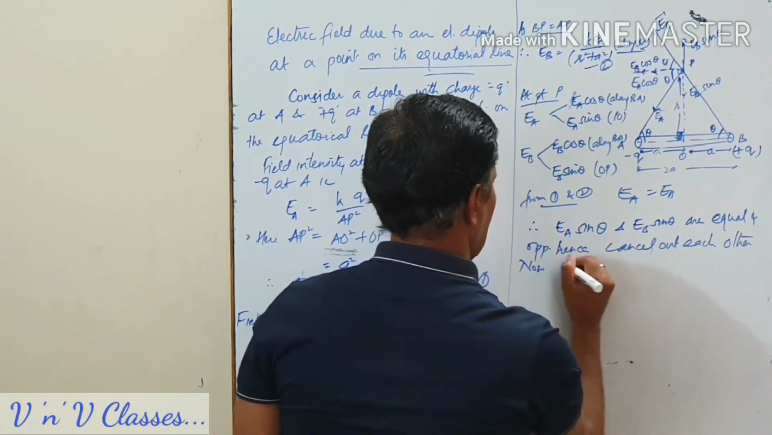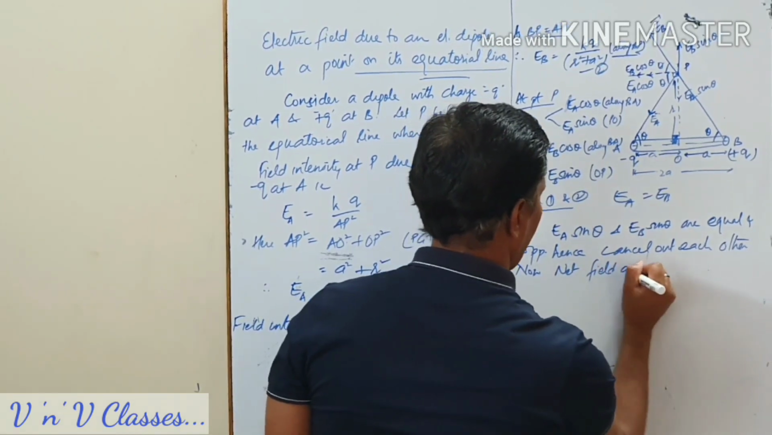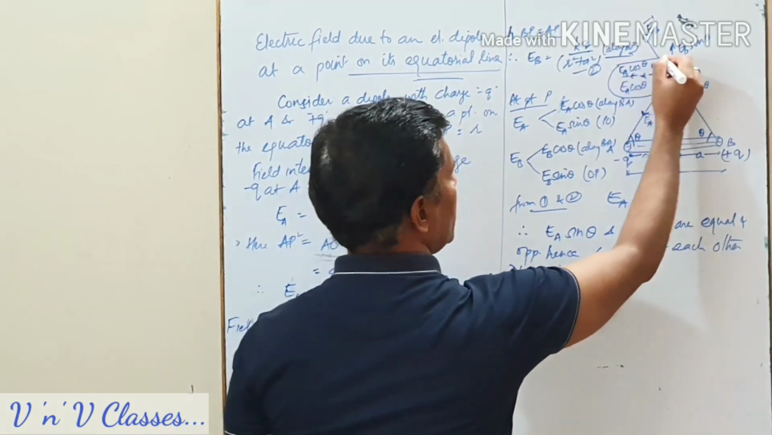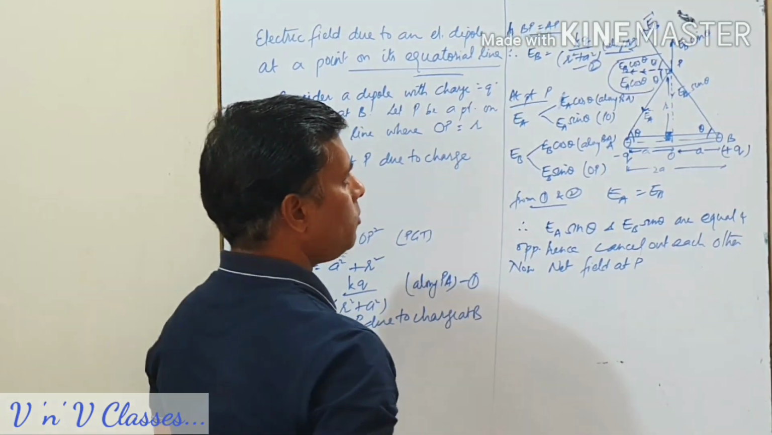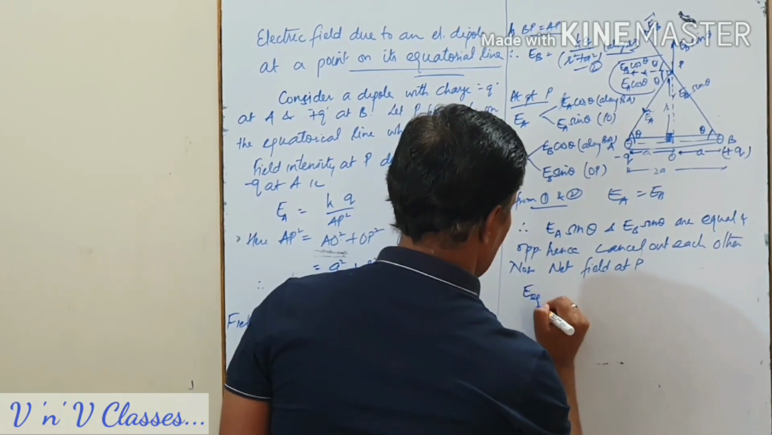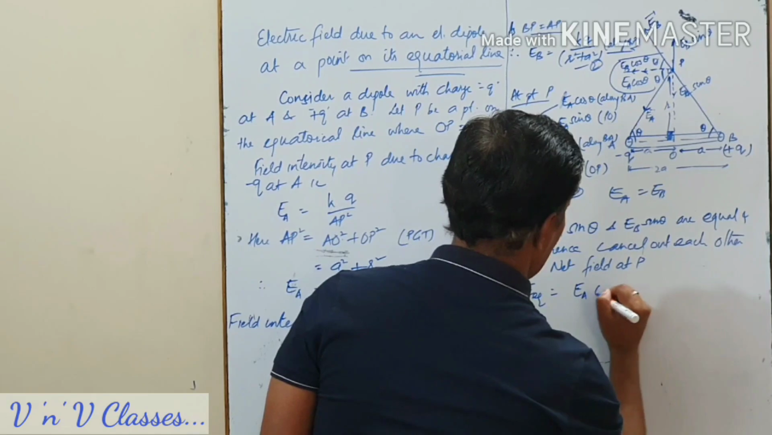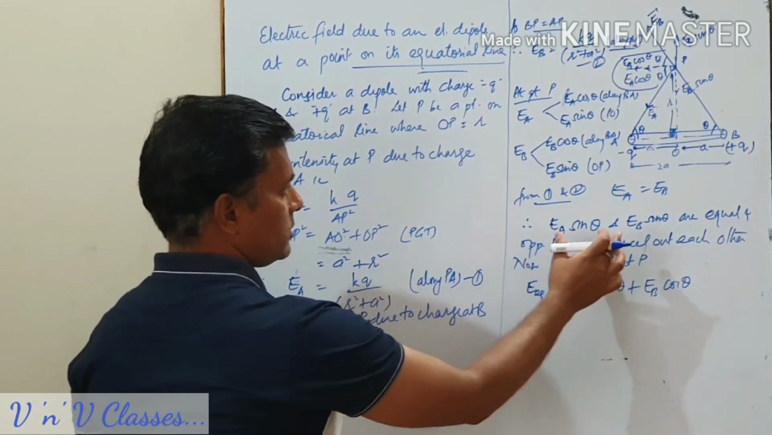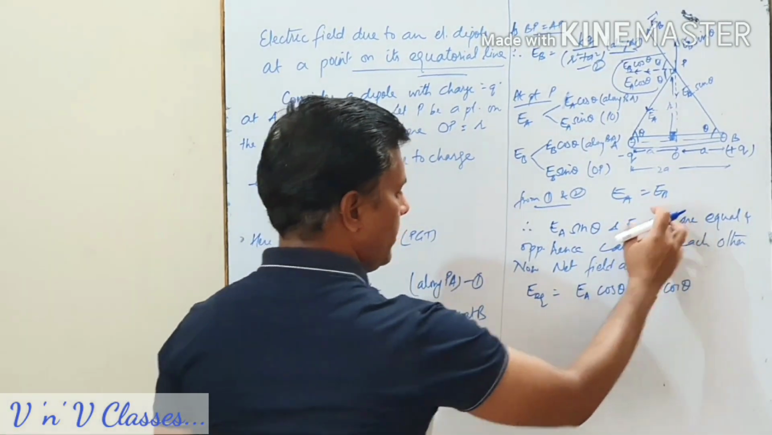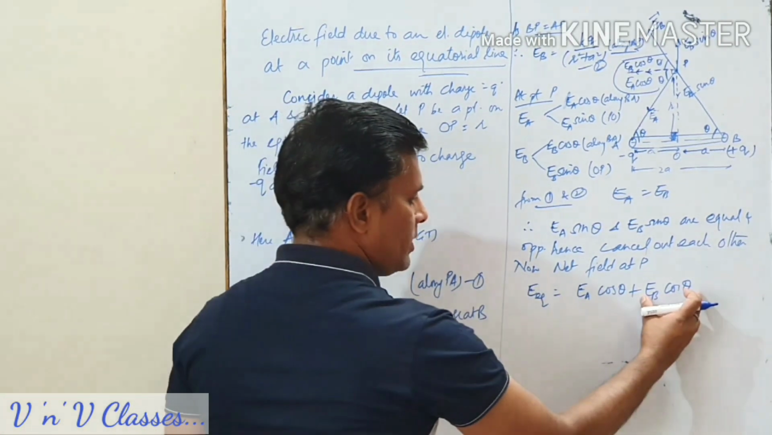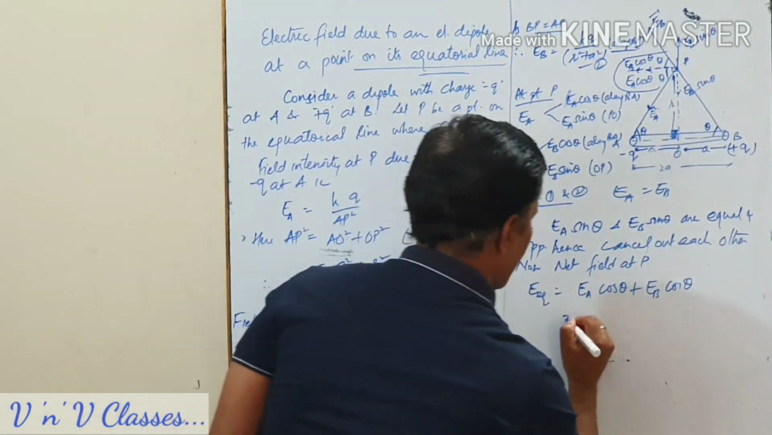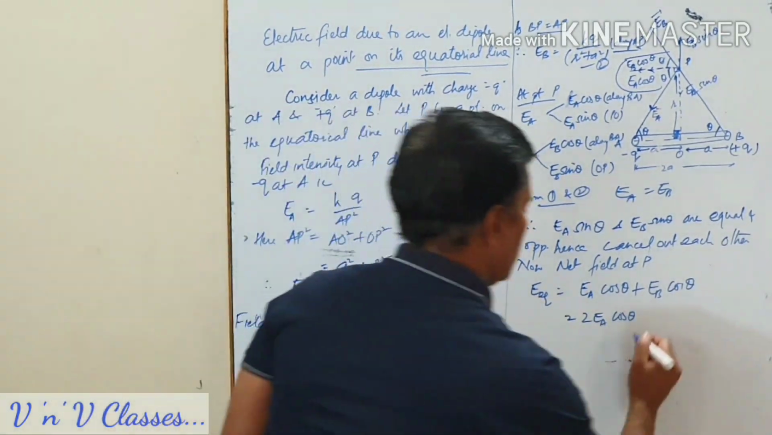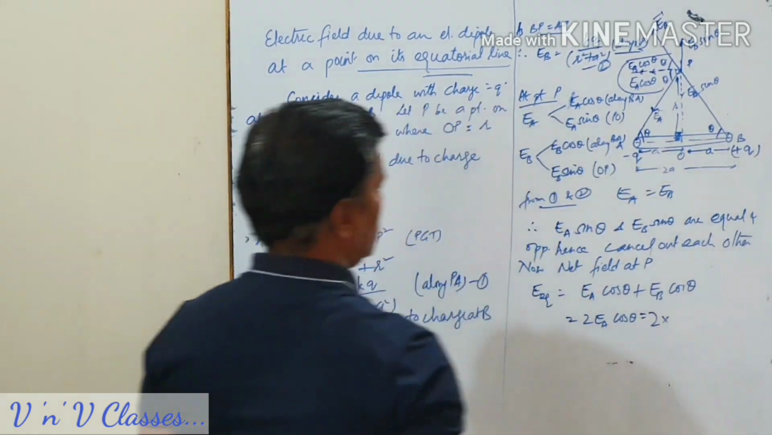Now net field at P, how much will it be? These components are cancelled, but these two components are in the same direction, so they will get added to each other. So net field, that is E equatorial, will be the sum of EA cos theta and EB cos theta. As we can recall again, EA equals EB, so EA cos theta and EB cos theta will be same. So either we can write it as twice of EA cos theta or as twice of EB cos theta. Now see, twice of EA cos theta, how much is EA?